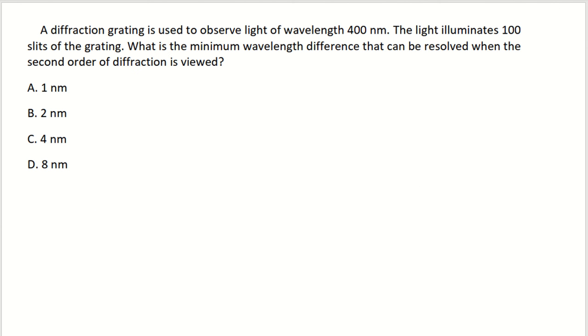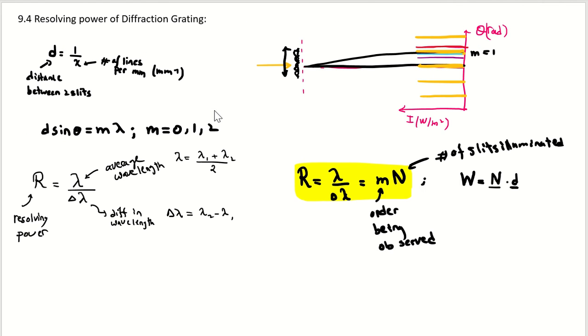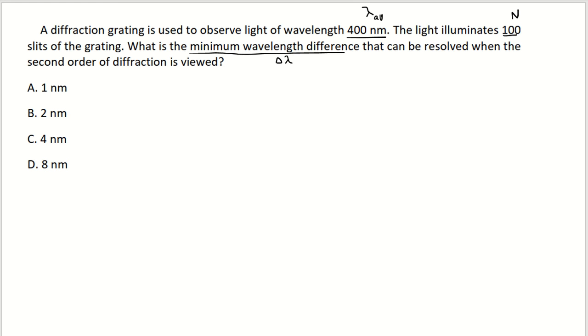Here he's saying that a diffraction grating is used to observe light of wavelength 400 nanometers. This is the average wavelength. The light illuminates 100 slits of the grating, so this is the n. What is the minimum wavelength difference that can be resolved? He's asking for delta lambda, the minimum difference in wavelength that can be resolved in this case.